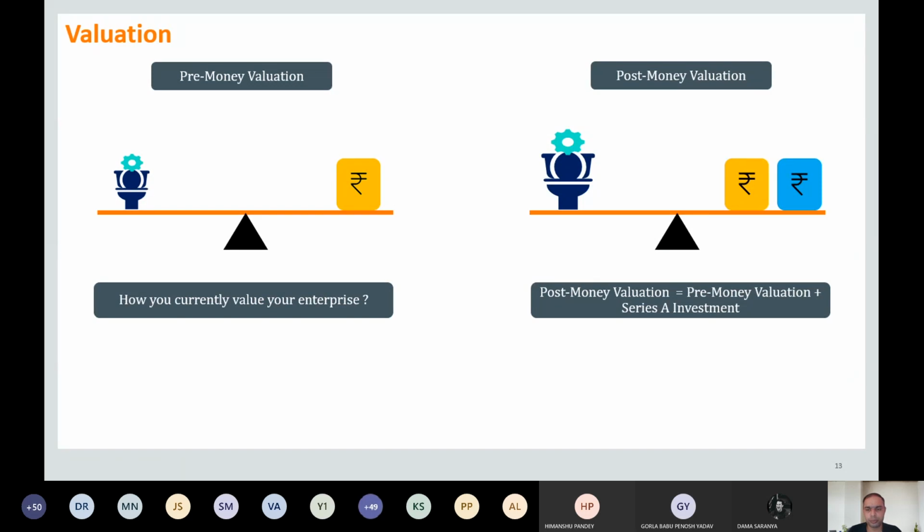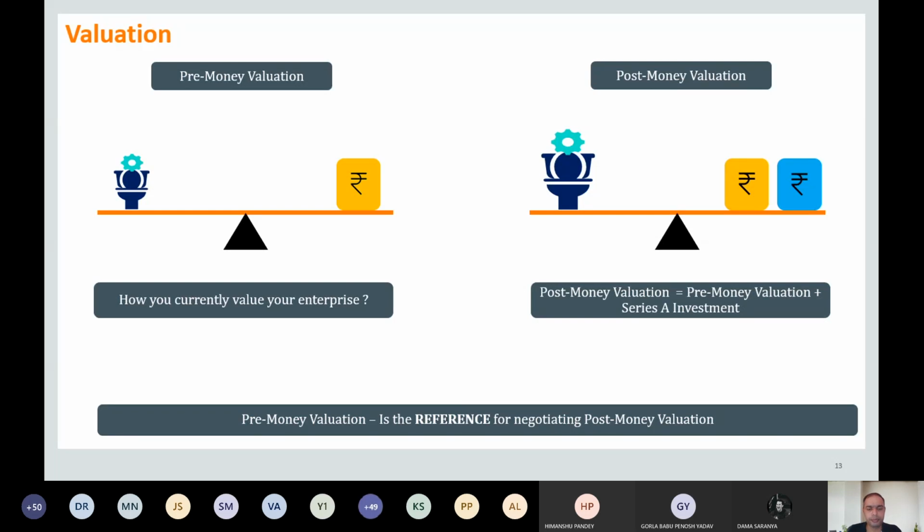Post-money valuation is pre-money valuation plus Series A investment. After getting the investment from the angel investors or the VC or from both, how my company will perform, that is the difference between pre-money valuation and post-money valuation. Pre-money valuation is the reference for negotiating post-money valuation, because you should know how your company is performing now, what the economic status of your company is. Only if you know that, you can negotiate with your Series A investor, the angel investor or the VC.